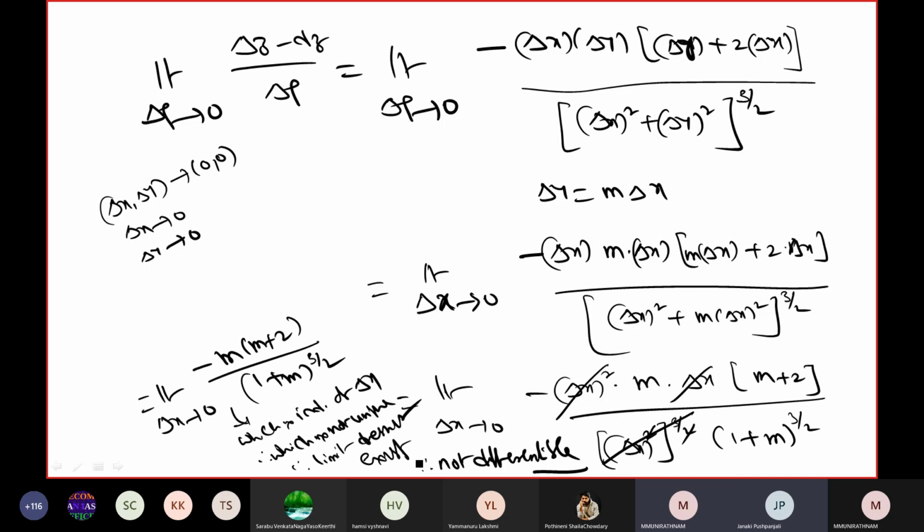Any doubts, please? Okay, understood? Delta rho tends to 0 means delta x comma delta y tends to 0 comma 0. You can go by the two path method. You can go by y equal to mx, y equal to mx square, y equal to mx cube. Okay na? Or parametric form also. Either way it is the same. Understood? Any doubts, please?